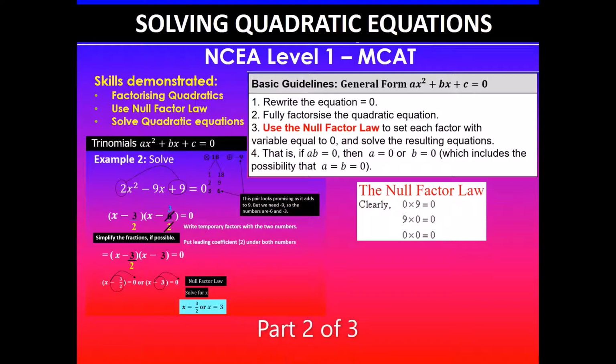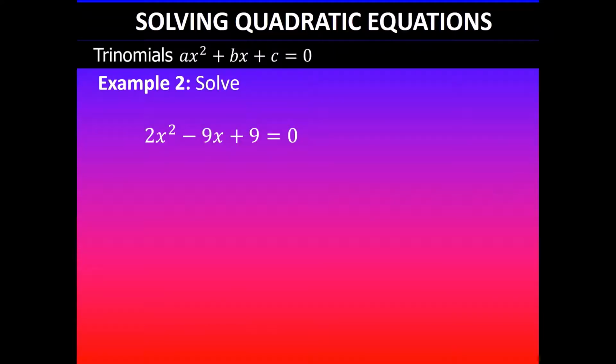In this video I'll be focusing on solving quadratic equations by factorizing and using the null factor law. We'll have a look at the second example. In this question it says solve 2x squared minus 9x plus 9 is equal to 0. We're given a quadratic function, so what we will need to do first is factorize.